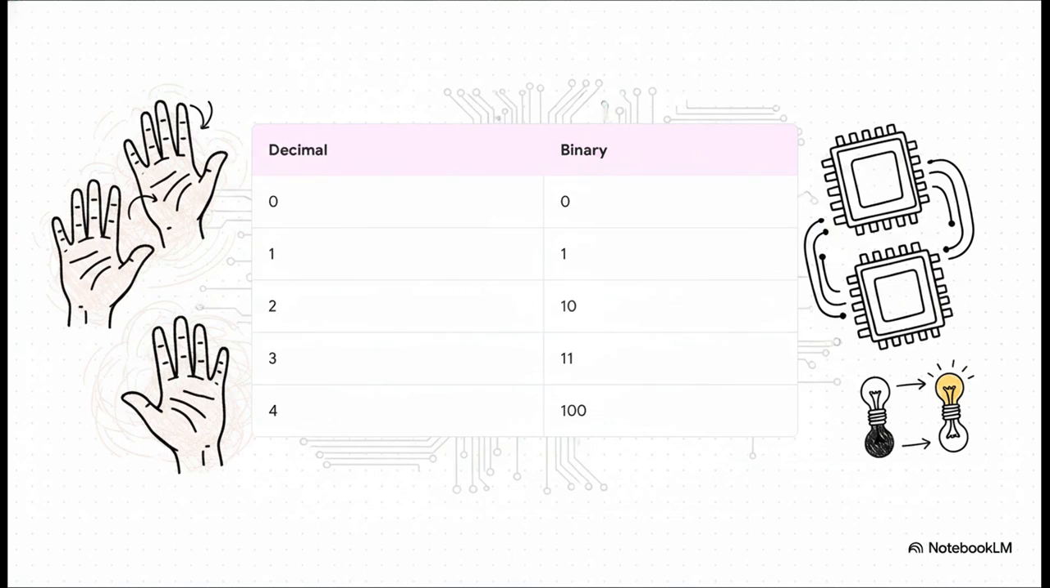Moving right along to Section 2, the binary number system, counting with 2 fingers. So we know how computers store letters, but how do they actually do math using a system with only 2 digits? Well, humans have 10 fingers, so we naturally use a base 10 decimal system. We count 0 to 9, run out of digits, and then we carry a 1 to make 10, right?